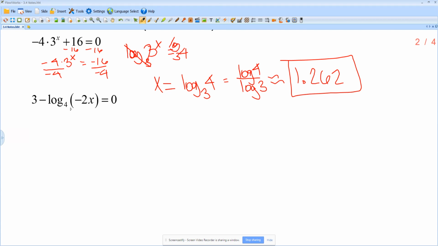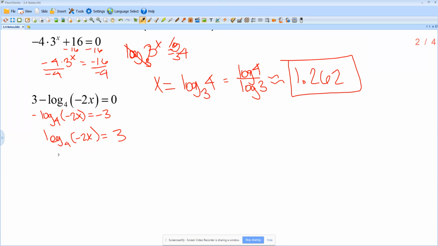3 minus log base 4 of negative 2x. So if I subtract my 3, I get negative log base 4 of negative 2x is equal to negative 3. So log base 4 of negative 2x is equal to positive 3. I just divided by the negative 1 or multiplied by the negative 1, however you want to think about that. When you do that, it's not going to change the argument of this. This is all one term. You're just changing the coefficient sign.